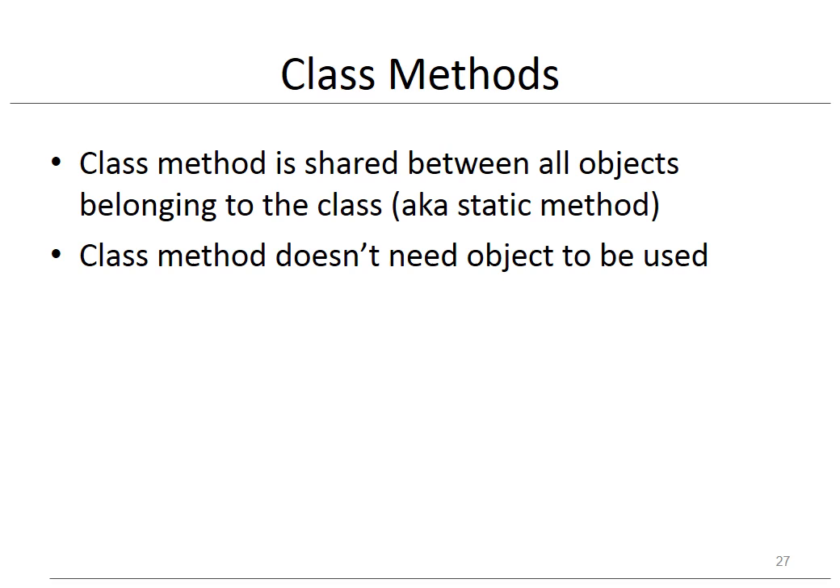Just as with class variables, a class method is shared between all objects belonging to the class. It is also referred to as a static method. A class method doesn't need an object to be used and can be directly invoked on the class.